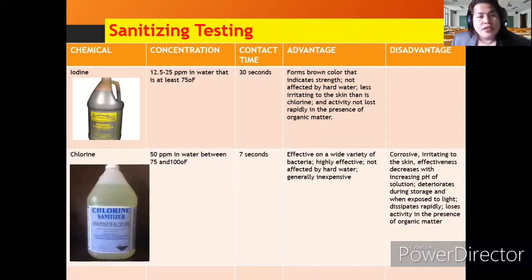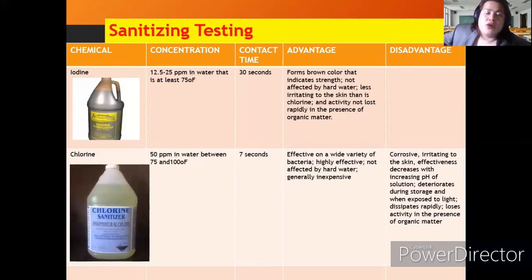When it comes to concentration, if we're using iodine, it should be at least 12.5 to 25 ppm in water. And the temperature of the water should be at least 75 degrees Fahrenheit. When it comes to contact time, if we're using iodine as the chemical sanitizer for our kitchen surfaces, the surfaces should be soaked for at least 30 seconds, so that it surely kills the bacteria on the surfaces of our kitchen.